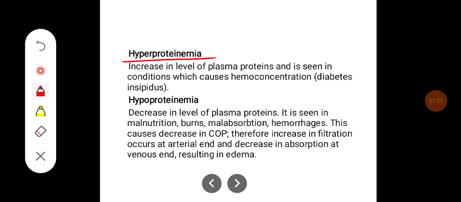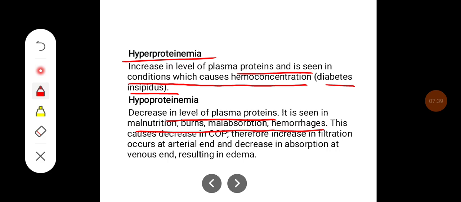Hyperproteinemia, an increase in the level of plasma proteins, is seen in conditions in which there is hemoconcentration, for example, diabetes insipidus. Hypoproteinemia, where decreased levels of plasma protein are observed, is seen in malnutrition, burns, malabsorption, and hemorrhages. This causes a decrease in colloidal osmotic pressure, therefore increased filtration occurs at the arterial end and decreased absorption at the venous end occurs, and this is going to result in edema.